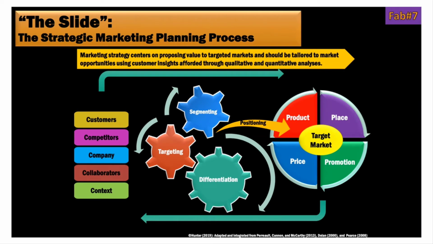Hey, my name is Hillary Smith, and today I'm going to be going over Fab number 7 from the Fab 50 slides from Dr. Hunter's class. And as you can see, this is the slide. This is the strategic marketing planning process, and probably one of the most important and fundamental things to learn and take away from the Fab 50. So I'm going to go over this below.